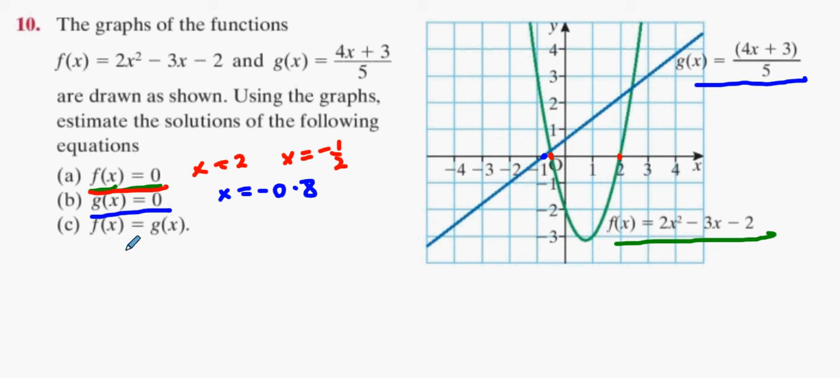Now, the next one's an interesting one. When do the x values of the line and the curve have the same y values? Or where does the curve equal the line? Where are the points of intersection? So where are the points of intersection? The x values, that is. I'll use purple here, and roughly here. So what do you reckon? Minus 0.6, just to the left of the red dot. And what about here? 2.4, 2.5?